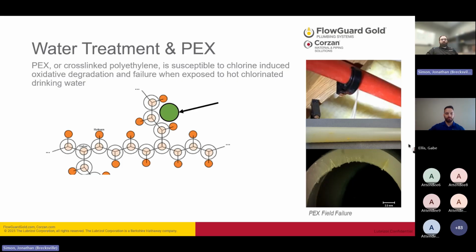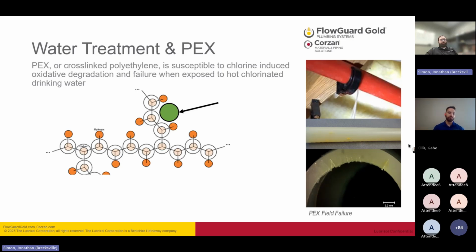In polymer piping, one of the most common piping systems that you'll encounter, particularly in residential construction, but we're seeing it getting experimented with in commercial construction now, is PEX piping. PEX, or cross-linked polyethylene, is highly susceptible to chlorine-induced oxidative degradation and failure when exposed to hot chlorinated drinking water.